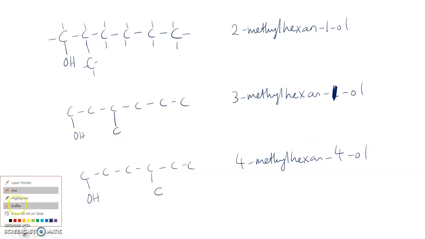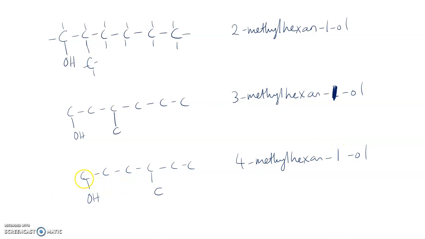Sorry again. This one should be 1 because the OH is still at carbon number 1. Okay, so when we number the carbon long chain, we only number it once, and the functional group must take the smallest number. So it's 1, 2, 3, 4. So yeah, this is a new isomer.